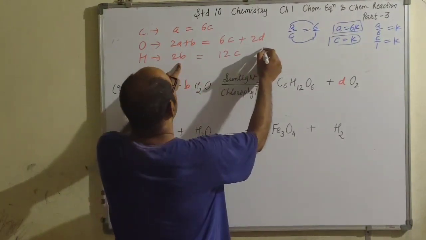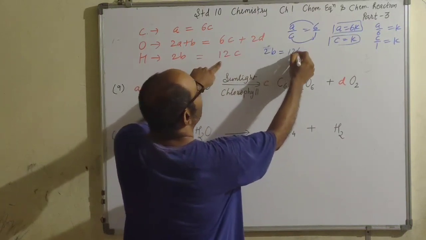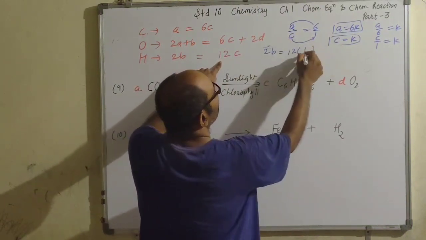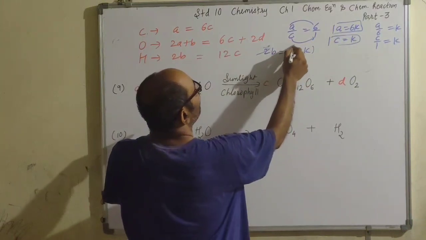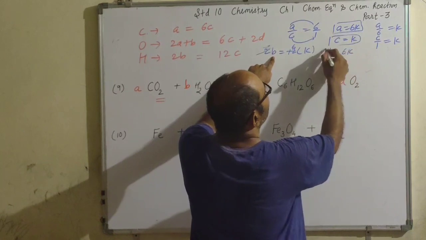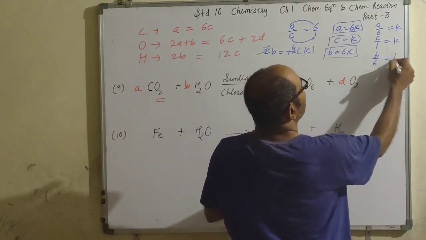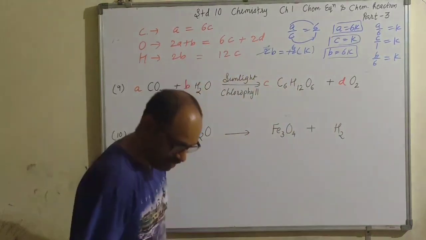Okay, 2B is equal to 12 into C. But what is C? K. 2 ones are 2, 6 twos are 12. So what you got? B is equal to 6K. That is the value of B. But if you write B upon 6, then that is equal to K.